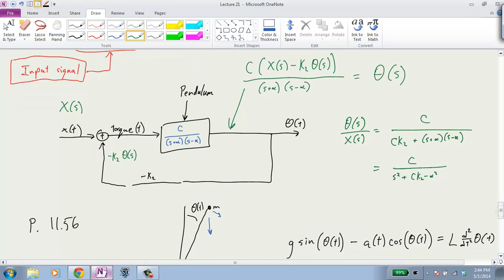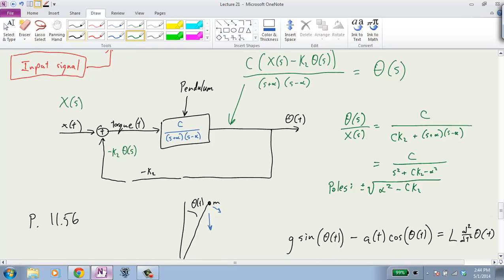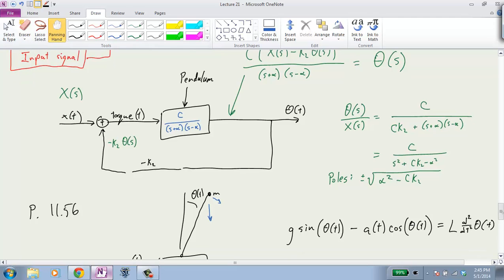And finally, the poles of this new system, containing the feedback loop, are plus or minus square root of alpha squared minus C k2. So all we've done by adding the proportional feedback is change the poles, but we've changed them in a way that's still symmetric.